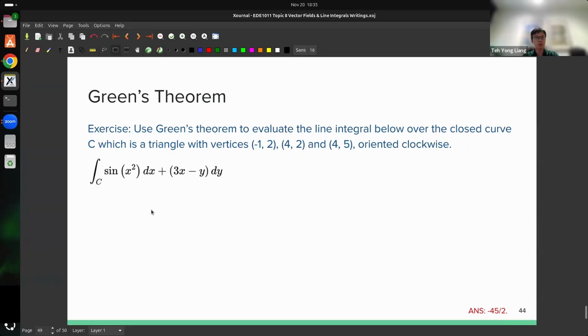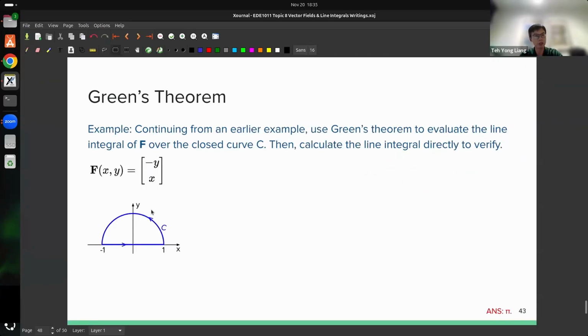Let me see how many examples I have. I have two more examples, so just bear with me. Possibly I will just exceed until 7 o'clock. Then we go for dinner.